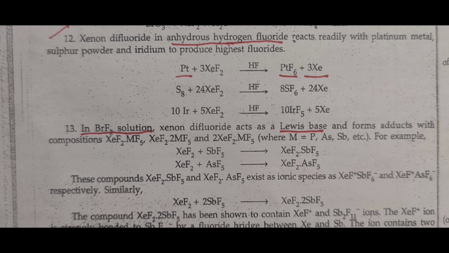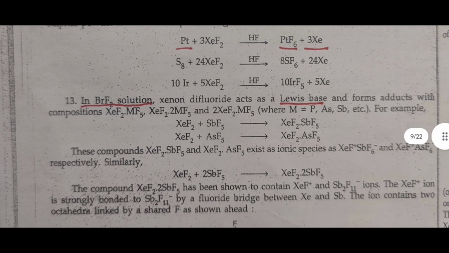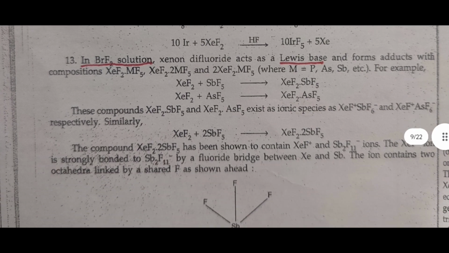It can also be prepared by subjecting a mixture of xenon and fluorine in molar ratio of 2:1 to electric discharge. Xe plus F2 under electric discharge makes XeF2. It is also formed by photochemical combination of xenon and fluorine in the presence of mercury vapor. Xe plus F2 with Hg vapors gives XeF2.